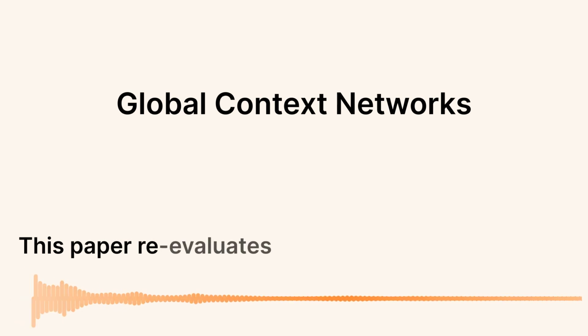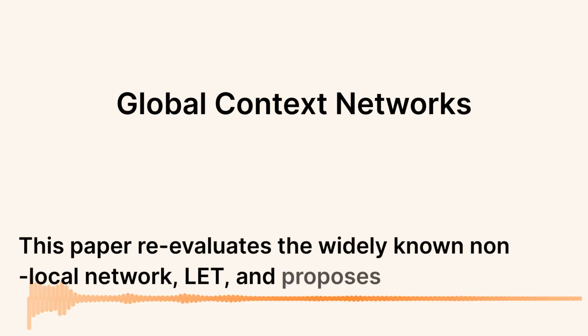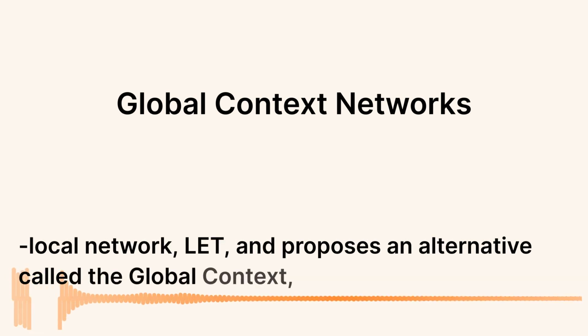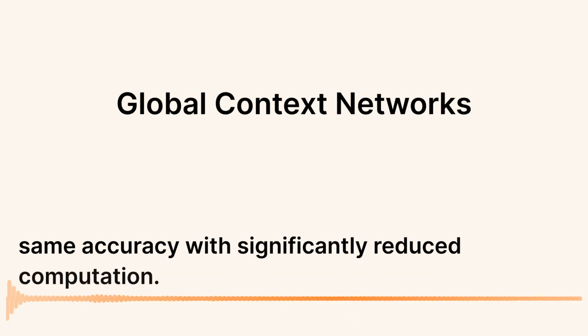Today, we'll dive into the research paper titled Global Context Networks. This paper reevaluates the widely known non-local network, NLNet, and proposes an alternative called the Global Context, GC, block, offering the same accuracy with significantly reduced computation.